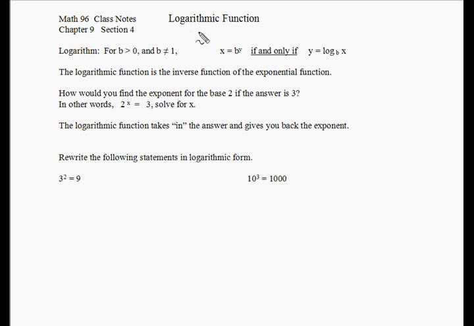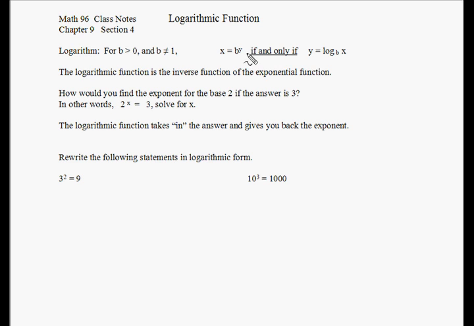Okay, the last thing we're going to cover in this class is the logarithmic function. Again, we're going to look at a base, and the base has to be greater than 0, and the base cannot be equal to 1. When we said that we had a function x is equal to b raised to the y, this is true for a logarithmic function if and only if y is equal to the log base b of x.